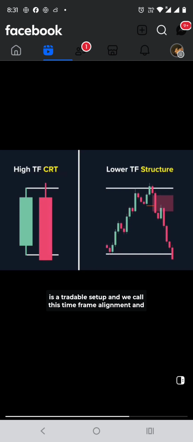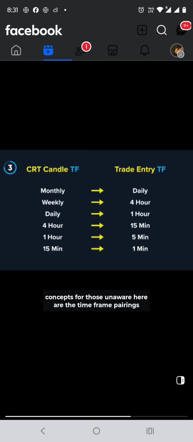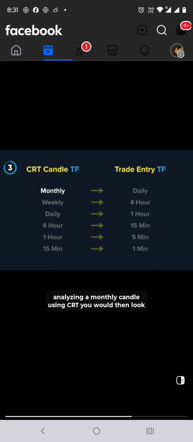And we call this time frame alignment, and we use it for every type of setup using smart money concepts. For those unaware, here are the time frame pairings that are the best to use. So as an example, if you were analyzing a monthly candle using CRT, you would then look within the daily time frame to look for the ideal market structure that could provide a potential trade setup. And then as another example, if you were analyzing a candle on the 4-hour time frame, you would want to look for entries within the structure on the 15-minute time frame.